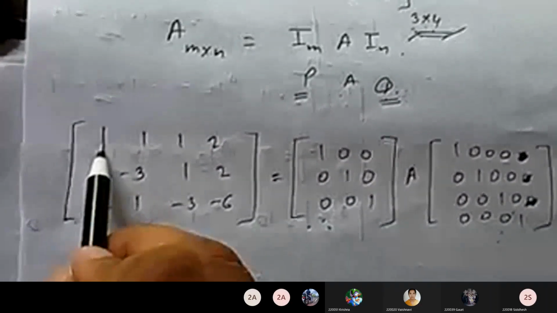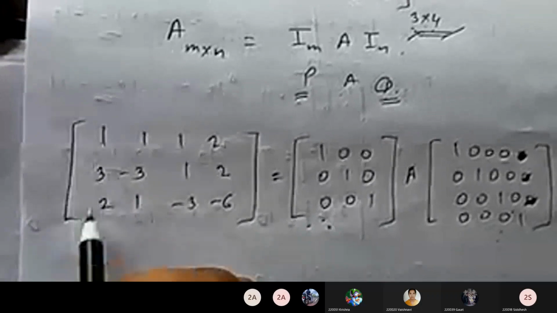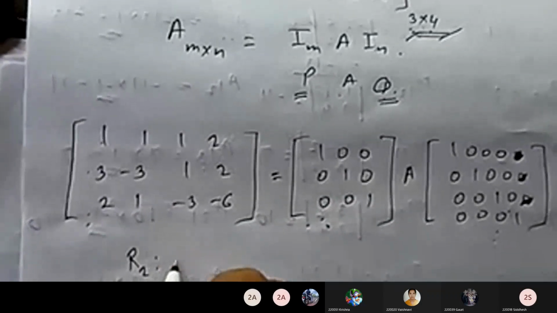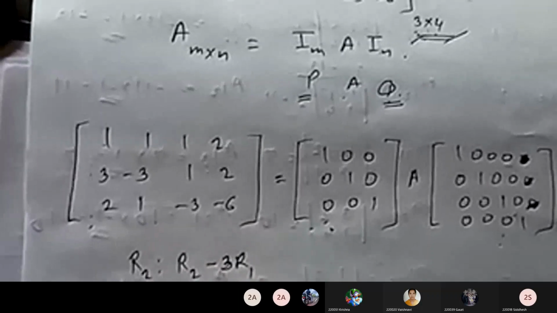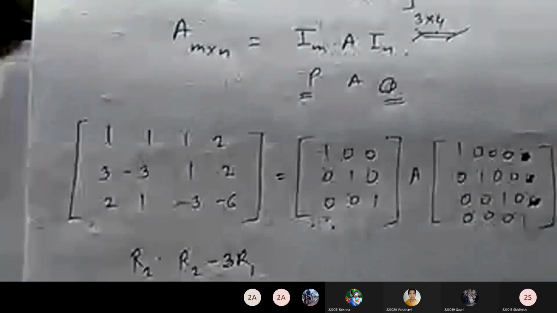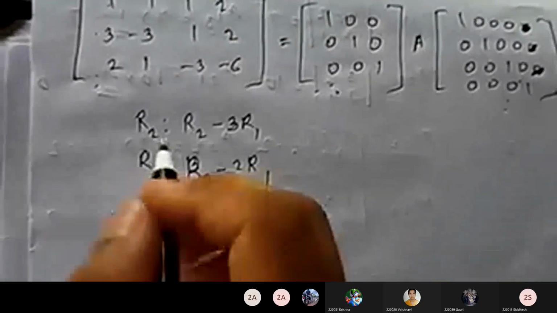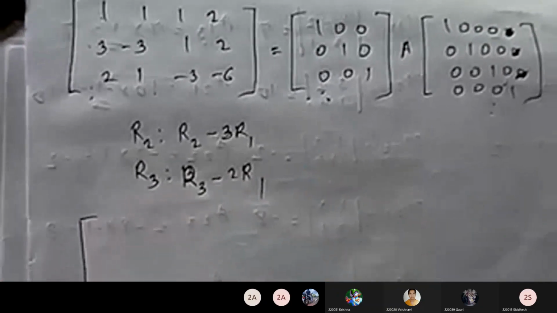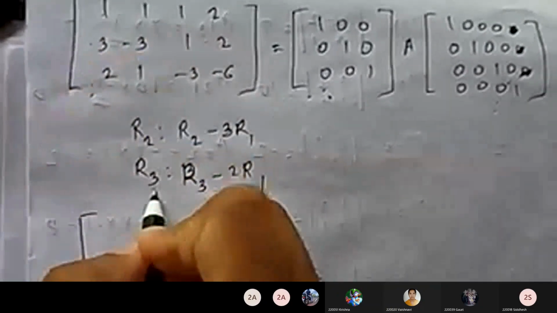So clearly, already we have one. Below that one, we are going to make 0. How? Change R2 to R2 minus 3 times R1, and change R3 to R3 minus 2 times R1. So we are going to apply that. R2 and R3 may change, so we can keep R1 as it is.